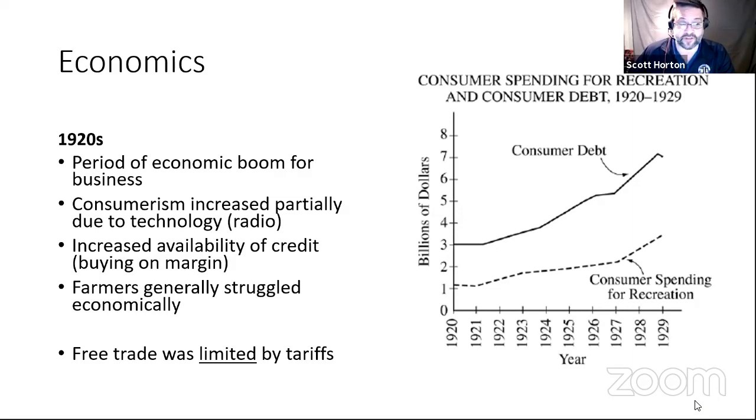The increased availability of credit, for example, buying stocks on margin, but farmers generally don't do very well economically here. And free trade was limited by tariffs in the 1920s. One of the aspects of the 1920s is an increase in tariff rates that occurs early in the decade and then again a little bit later on in the decade. So things go pretty well economically speaking in the 1920s.